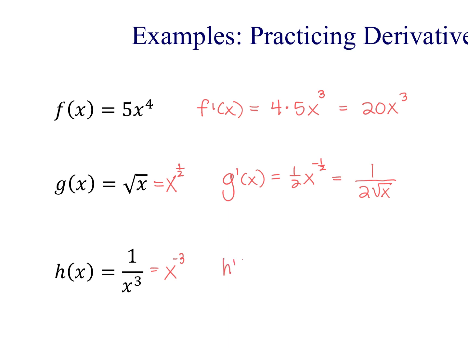So then my derivative would be the -3 moves in front of the x. And what will the new power be if I'm going 1 less than what I started with? -4. And then I want to put that back into a fraction form, which means the numerator is the -3 and the denominator is x to the 4th. Okay, are there any questions so far about the power rule?